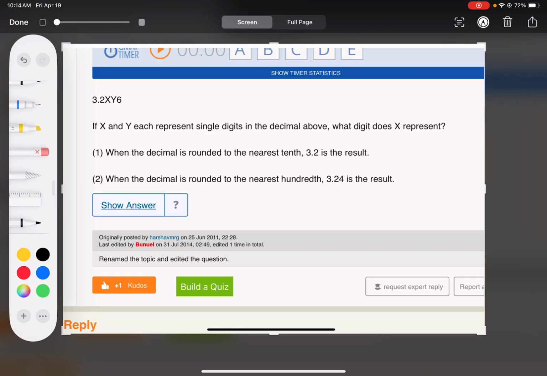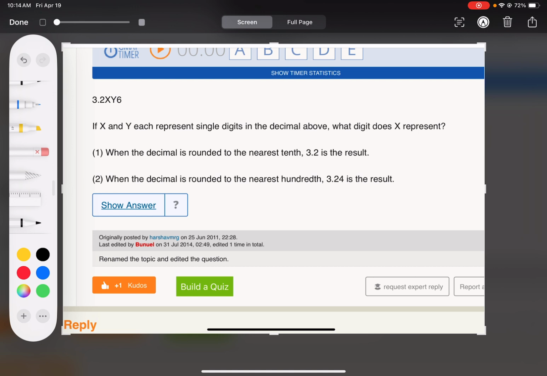Okay, so x and y represent the single digits in this decimal here. So x is the hundredth place, y is the thousandth place. What does x represent?